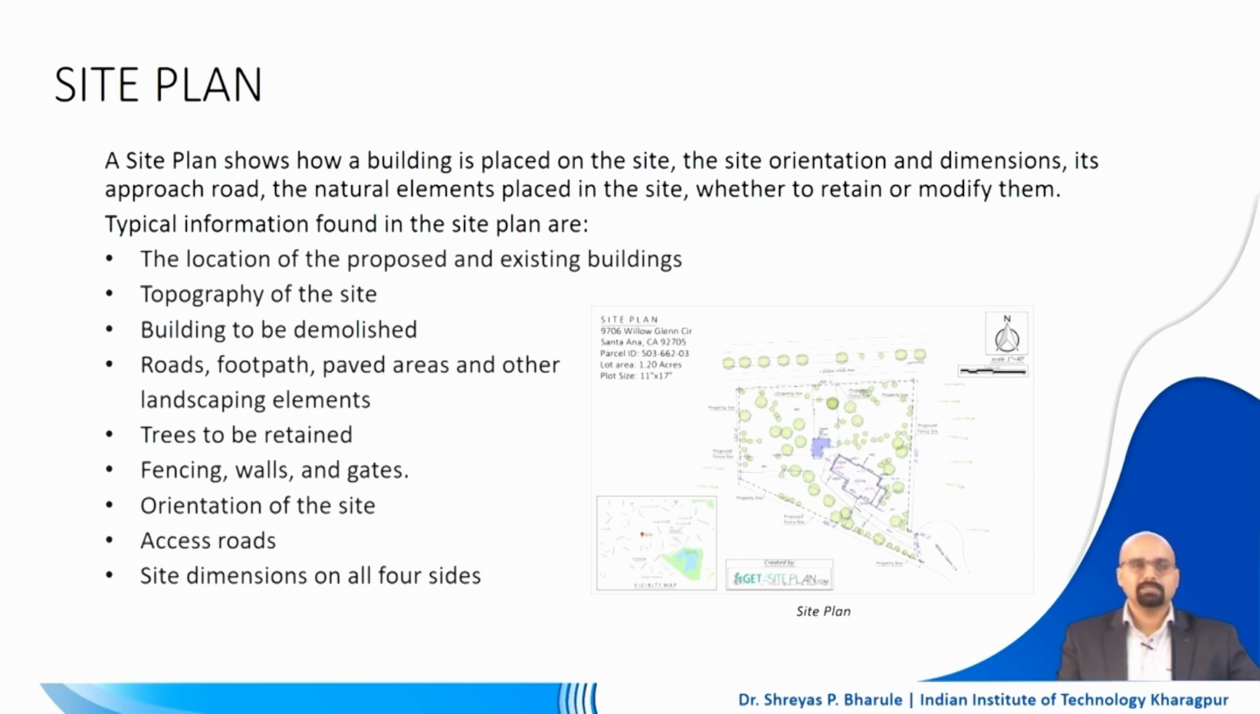Next, if a particular site has some amount of trees which are already there, the number of trees and the type of trees can be maintained in a schedule, but at the same time the trees which are to be retained should definitely be mentioned and drawn on the site plan, right.